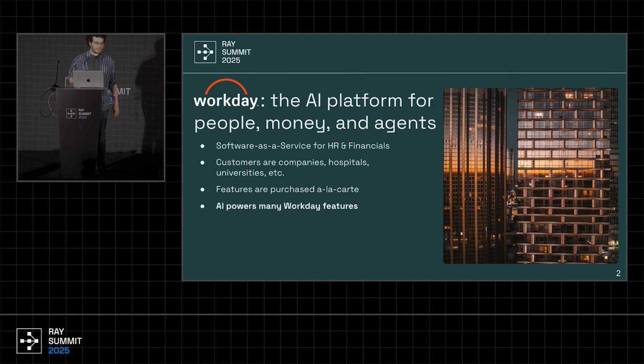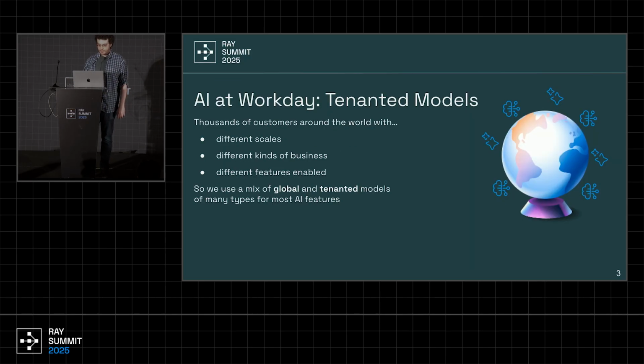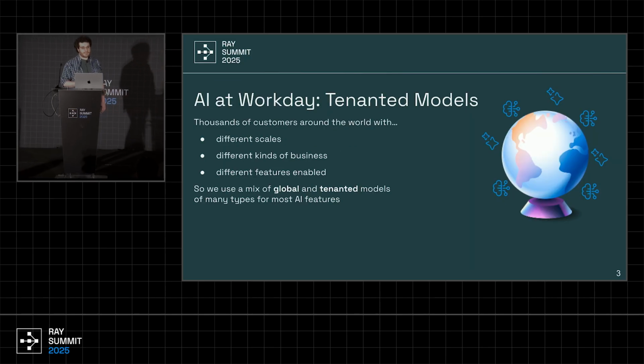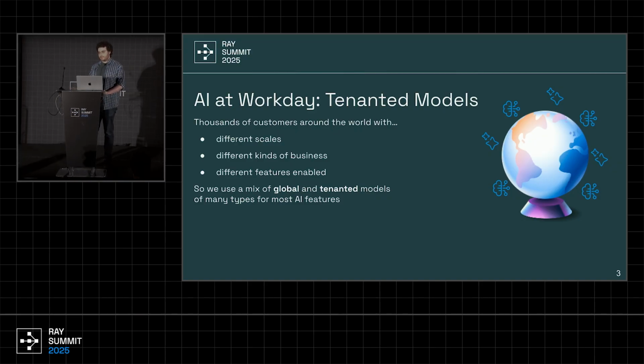And that makes sense for them because we have lots of different features and we have lots of different kinds of companies, so they want to customize. And a lot of those features are, of course, powered by AI. And in our particular context, we use a lot of tenanted models. And the reason for that is that we have thousands of customers all around the world, and they have very different scales. They have very different kinds of businesses, right? There's huge differences between a small hospital and a large company and a university or something like that. And they all have these different features enabled.